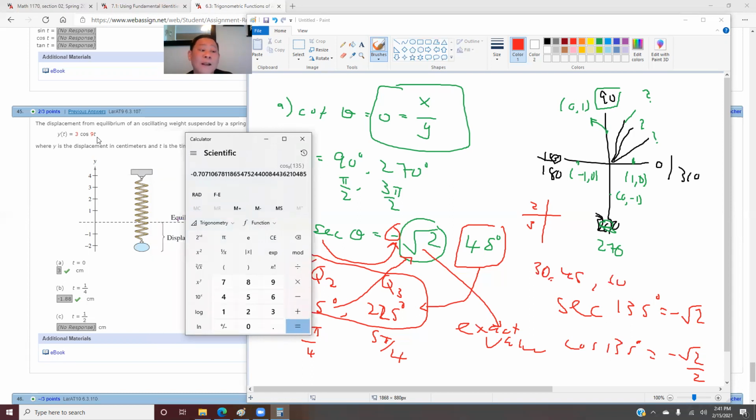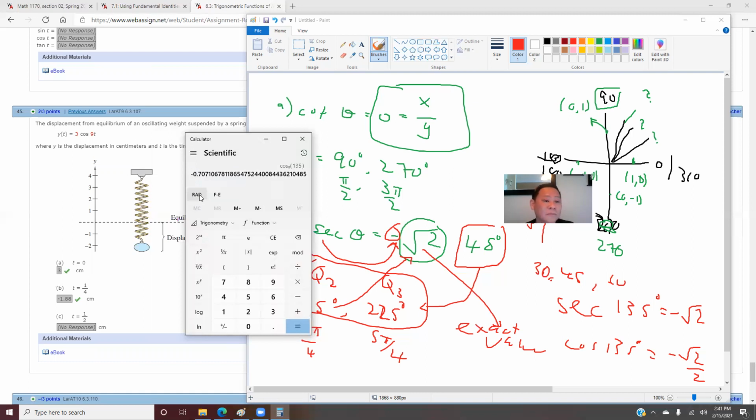Oh, okay, so you just replace the t with a different number on each. With 0 and 1/4 and 1/2, yes. And you just put in the calculator, like 3 cosine 9 times 0, which is 0. Okay, I see. But the only thing is, make sure this is in what form? Radians. If you change it to degrees, you get a wrong answer.